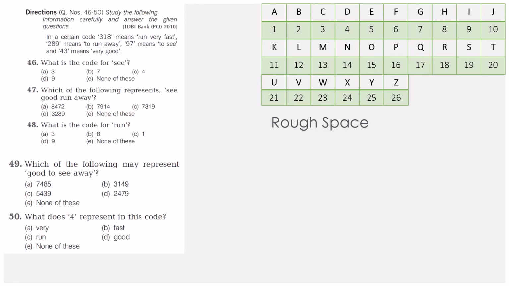So here we are having rough space. This is a typical question to solve. I can't take a pen and write on my laptop. It's not that compatible with me. So I'll be just using a mouse, adjusting with that. So I'll be writing slowly. Don't worry. So 318 means runs very fast.